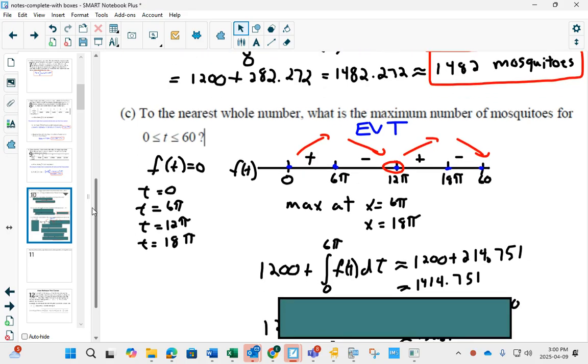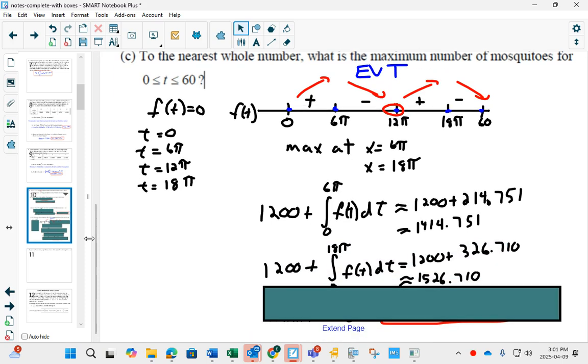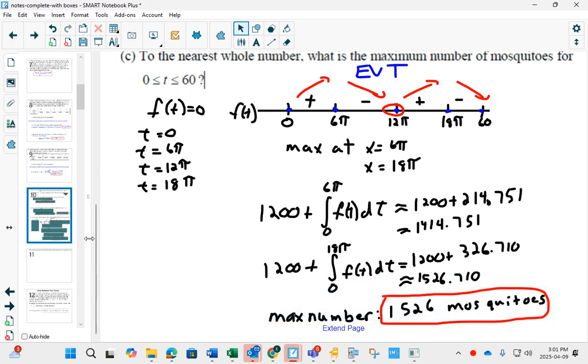But here they're saying you technically would only have to check 6 pi and 18 pi, but I've seen on some exam marking that unless you write out a statement why you don't have to check the other ones, they sometimes take off a mark for that. So it's just easier to say, I'm using my extreme value theorem, I'm checking all the points. I know I don't have to check some of them, but that's okay. And then you're going to find out which one is the biggest, and it happens to be 1526.